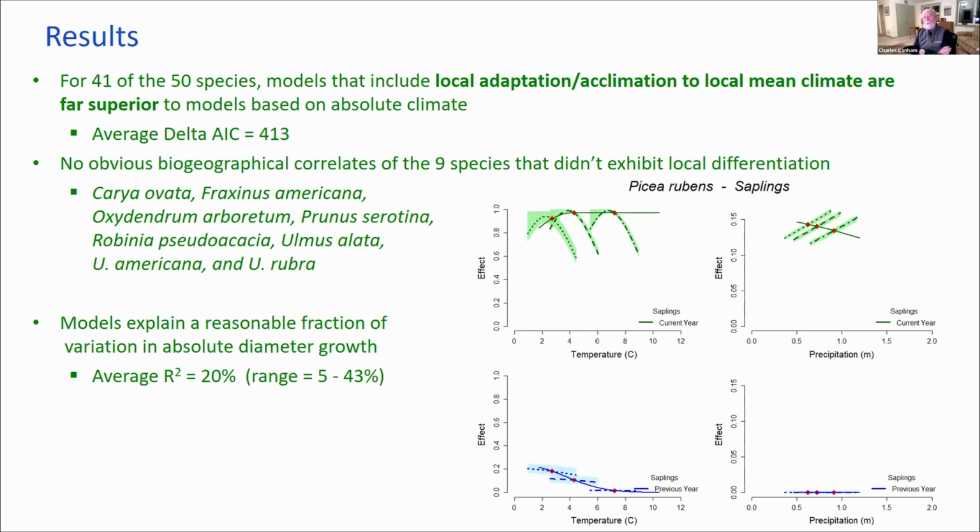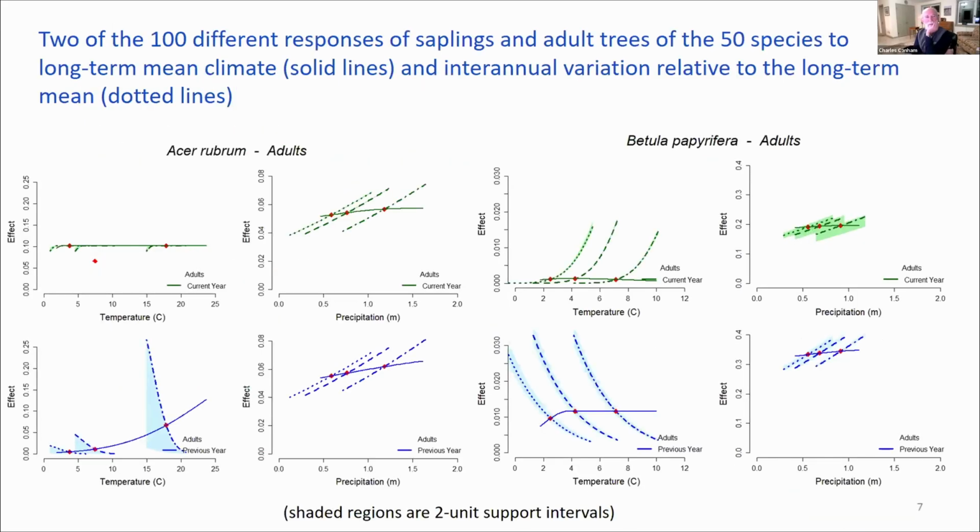The pattern for precipitation is somewhat similar in that current year precipitation matters more than previous year. The long-term trend, or the geographic trend, is for growth to decline with increasing precipitation, but at any given location, when it's wetter than average, growth is higher. So here are just a couple more examples for red maple and paper birch.